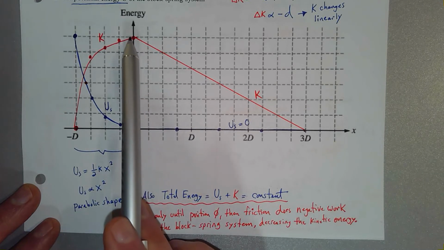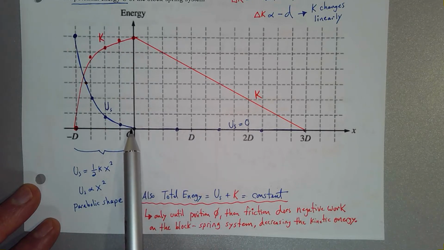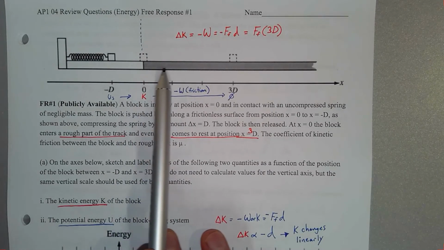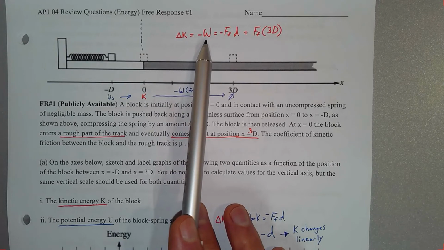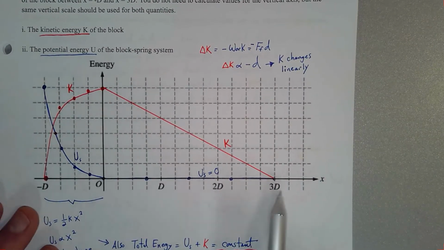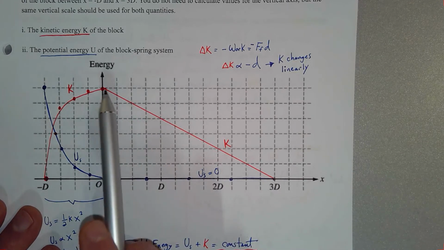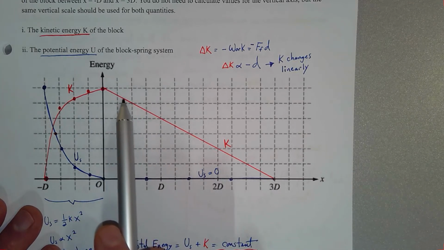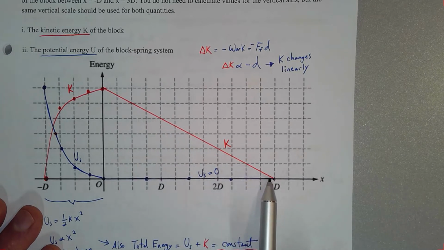So once the block gets to the zero position, all the energy is kinetic, none of it is spring potential energy. But once that block starts sliding across this rough surface, the kinetic energy is going to decrease because there's negative work being done. So we know the kinetic energy will be 0 at the final position, it's maximum at a 0 position, and it's going to decrease from the 0 position to the final position.